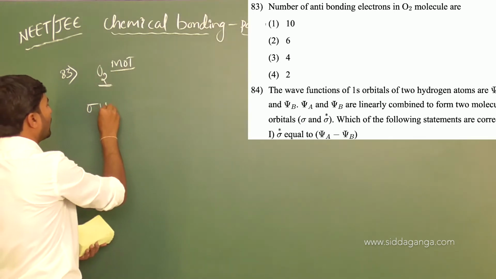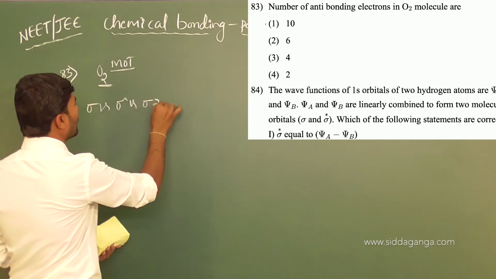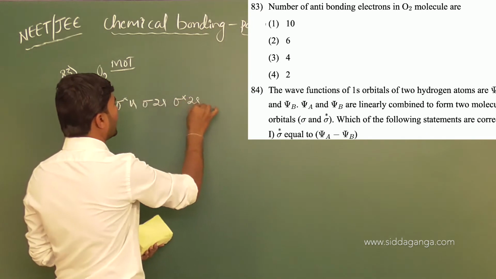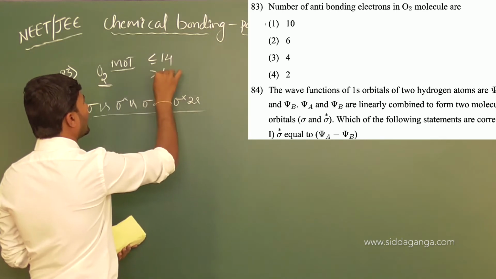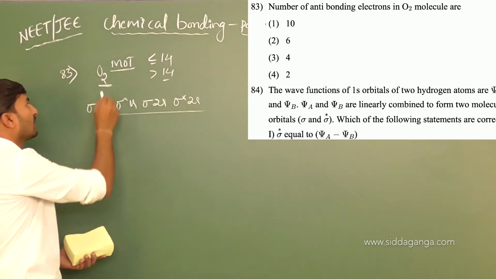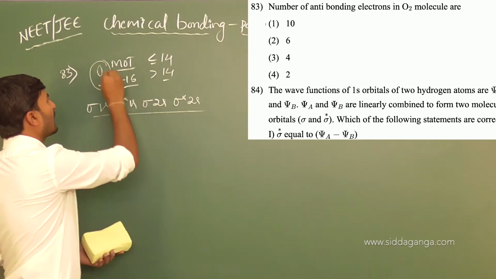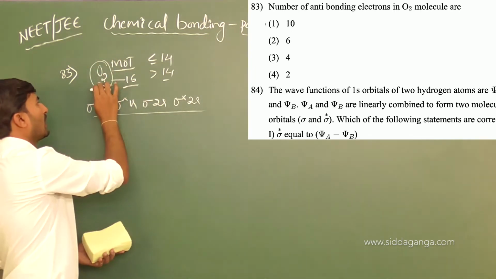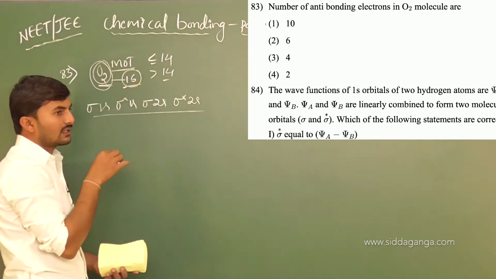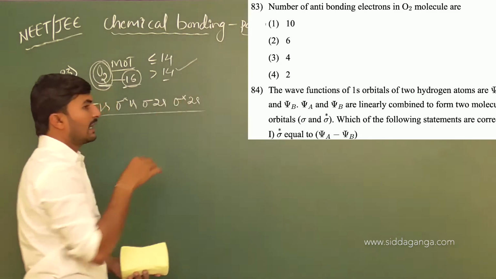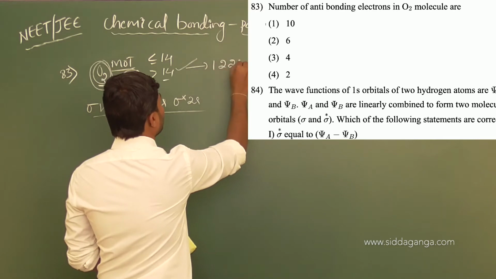How can we write the molecular configuration? Sigma 1s, sigma star 1s, sigma 2s followed by sigma star 2s. This is common for both the less than or equal to 14 electron system and the greater than 14 electron system. But here the number of electrons present in the oxygen molecule is 16. Each oxygen atom has 8 electrons, and we have 2 oxygen atoms here because this is an oxygen molecule, which consists of 16 electrons. That means we have to follow the second method, that is the greater than 14 electron system, that is the 1-2-1 system.